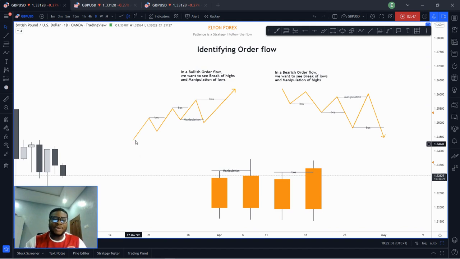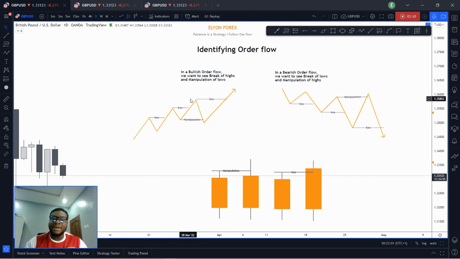So for example, we saw that the market created a low here and the market created a high. And after the high, we saw the market create another low. And we saw that this low went ahead to break the previous high as a break of structure. And after breaking it, it created another high and another low, and we saw that this low also went ahead to break the previous high as what, as a break of structure.